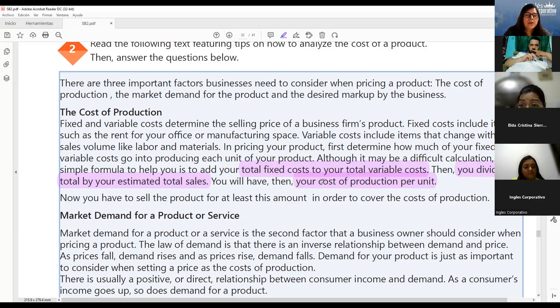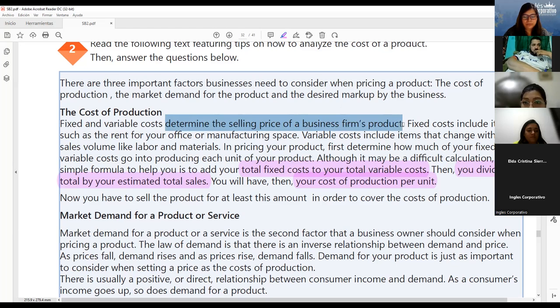And what else? That is important. That is the formula, right? Yes, that is the formula. And another thing that I think is important is that you have to consider your variable cost and your fixed cost. Determining the selling price of a business, this is important that we have to mention. And what else? Fixed costs and variable costs. Almost everything.